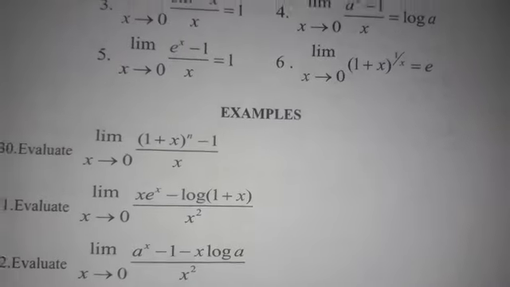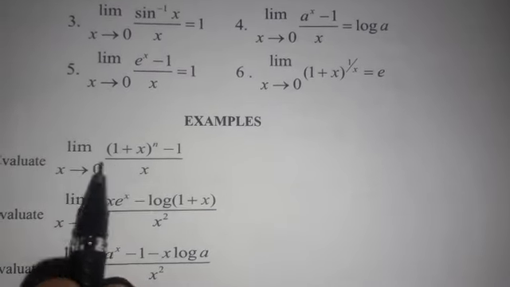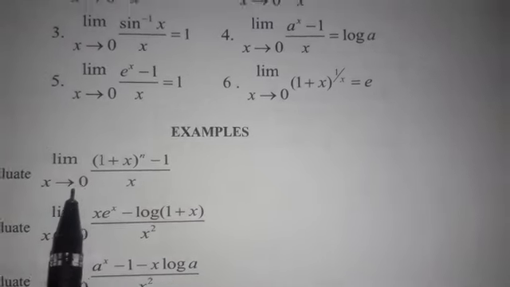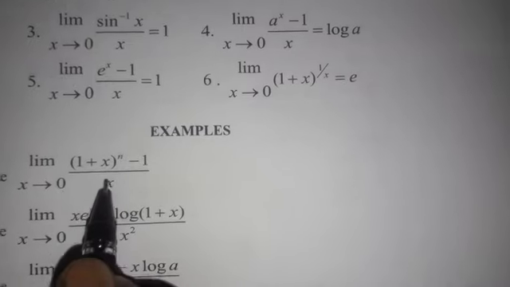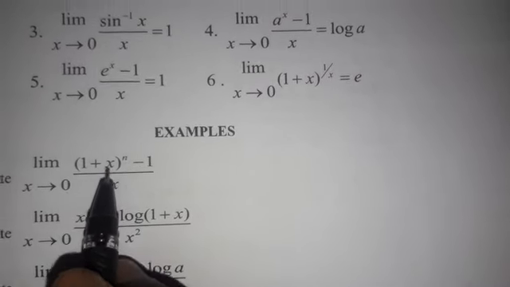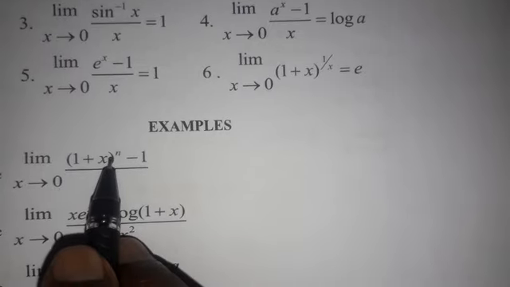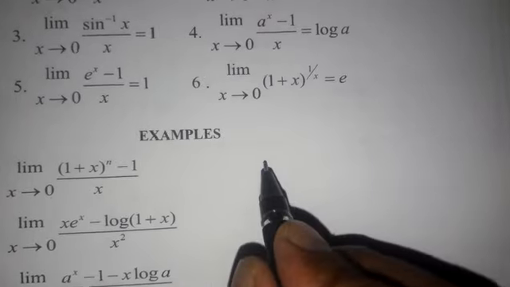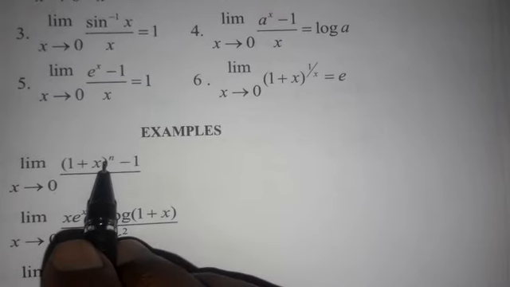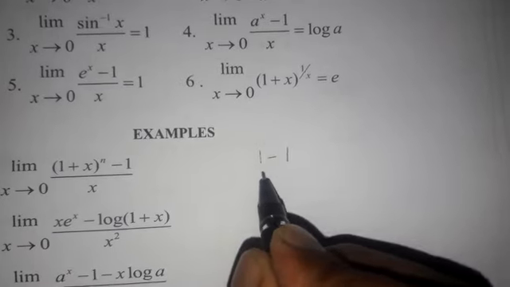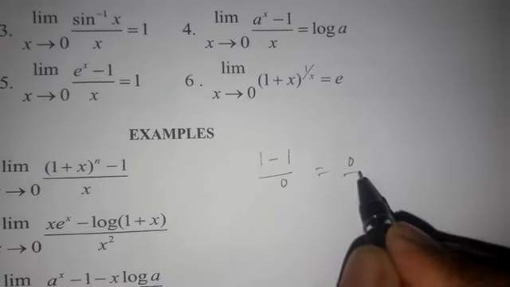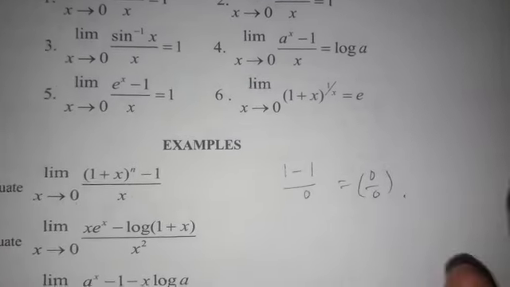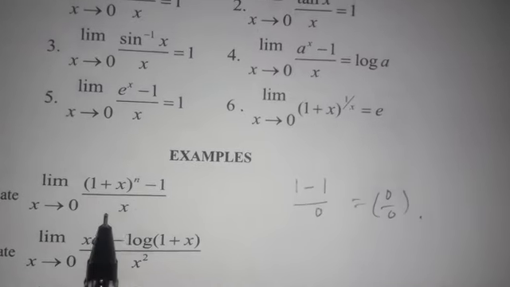To get this concept completely, suppose I have to evaluate limit x tends to 0, ((1 plus x) raised to n minus 1) upon x. Now here, if I put x equal to 0, I get 1 raised to n. If n is a real number, no problem, 1 raised to n is 1. So here it is 1 minus 1 upon 0, right? So it is 0 by 0. It is the condition for L'Hospital rule. If 0 by 0 is there, then we can use L'Hospital rule.